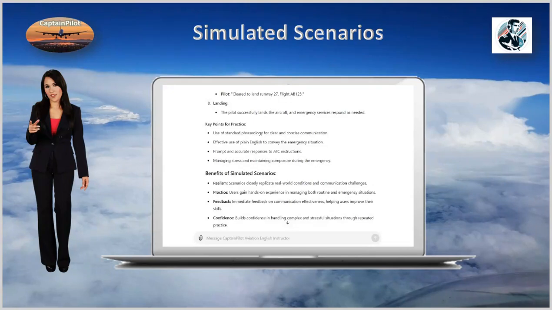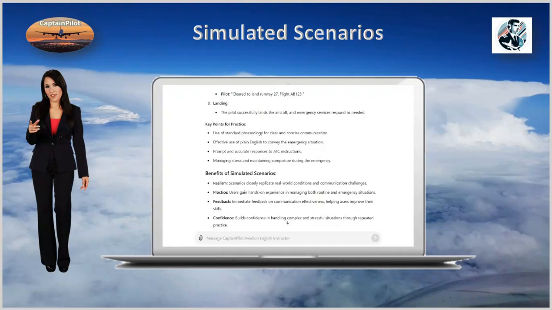8. Landing. The pilot successfully lands the aircraft, and emergency services respond as needed. Key points for practice. Use of standard phraseology for clear and concise communication. Effective use of plain English to convey the emergency situation. Prompt and accurate responses to ATC instructions. Managing stress and maintaining composure during the emergency.